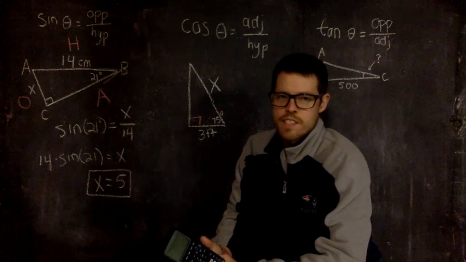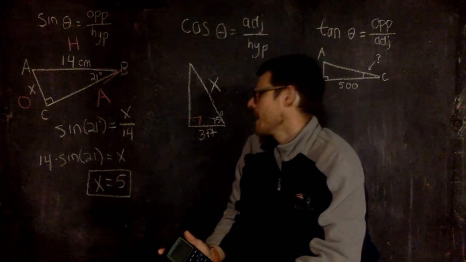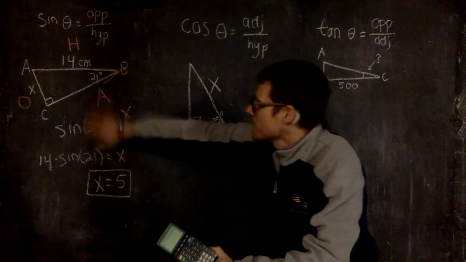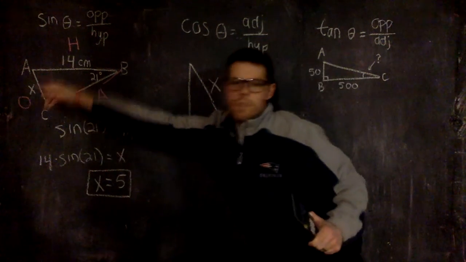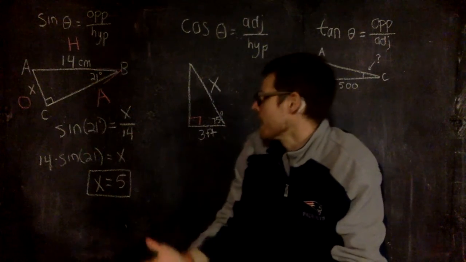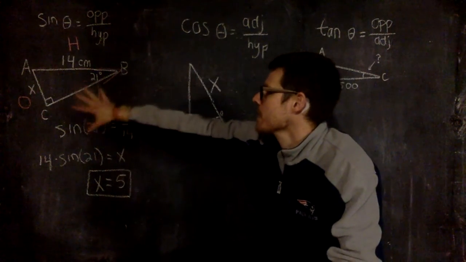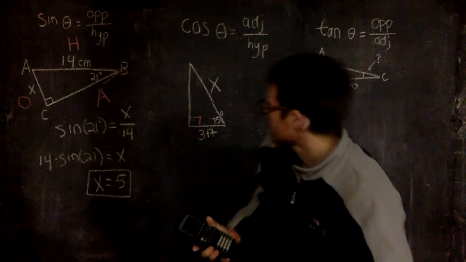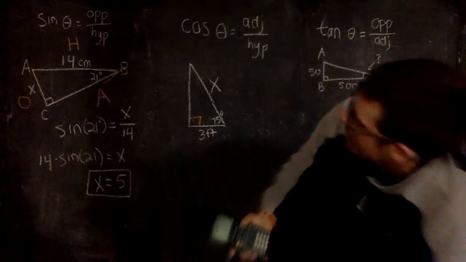If the directions said solve the triangle, then I have to go a little bit further, do a second trig function to find out what the adjacent side is. I probably want to label this angle, but I don't have to do that. Here, the directions were just find x. We found x. If I move over to the middle triangle, you're going to notice same exact idea.